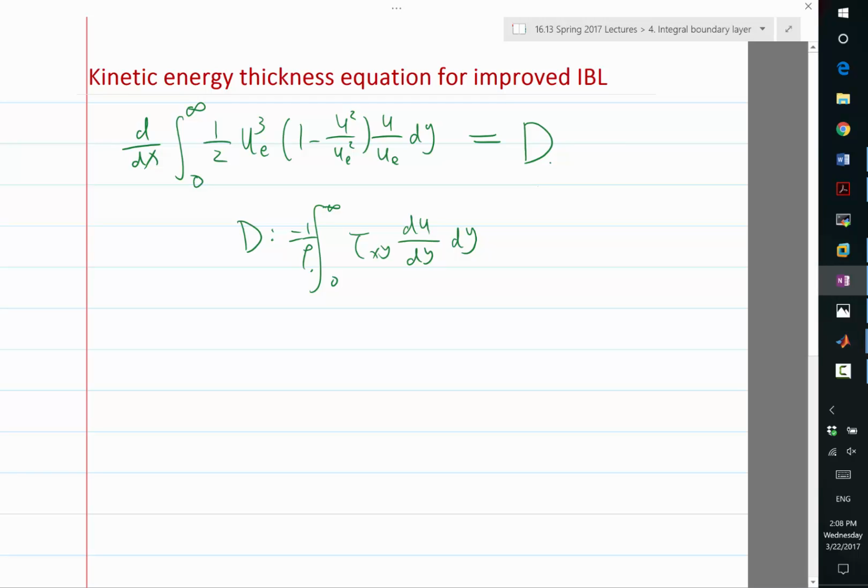And from this equation you can derive the x derivative in the momentum thickness, in the energy thickness, because you can write this as the x derivative of half of ue cube times theta star, where theta star is the integration of everything except for this half of ue cube. If that is equal to d, that means you can factorize things out.